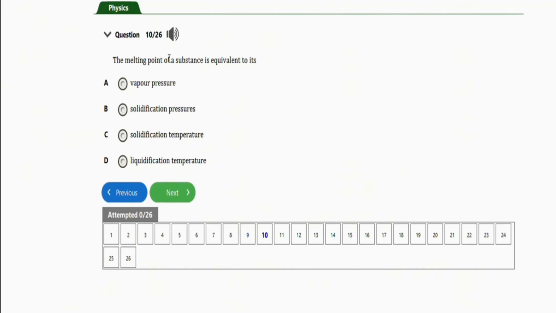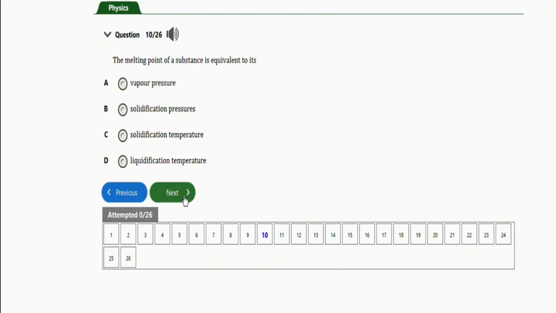Next question is this one. It says the melting point of a substance is equivalent to, we have vapor pressure, we have solidification pressure, we have solidification temperature, we have liquidification temperature. So the correct option in this question is option C, which is solidification temperature.